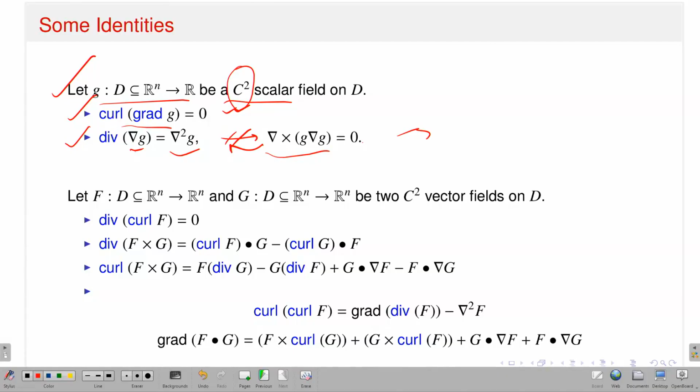So, then curl of grad of G is 0, and divergence of grad of G is del square of G. Then if I consider G del G, and take the del operator cross, that means curl of this, then it is again 0. Not only that, if I have two vector fields, capital F and capital G, with the assumption that they are C2, then these formulas are true.